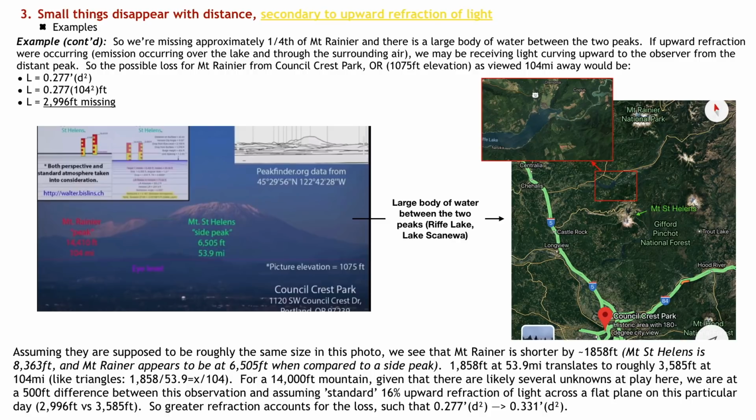So greater refraction accounts for the loss, such that 0.277 feet times the distance in miles squared would yield a refraction rate of 0.331 feet per mile squared. In other words, light is possibly bending to a higher degree within these particular conditions on this particular day, at this particular elevation in this photograph, such that it was bending at a slightly higher rate than what standard would be assumed. So its bending rate is 0.331 feet per mile squared.